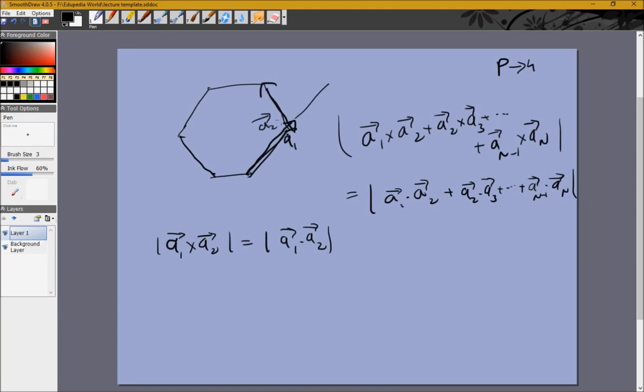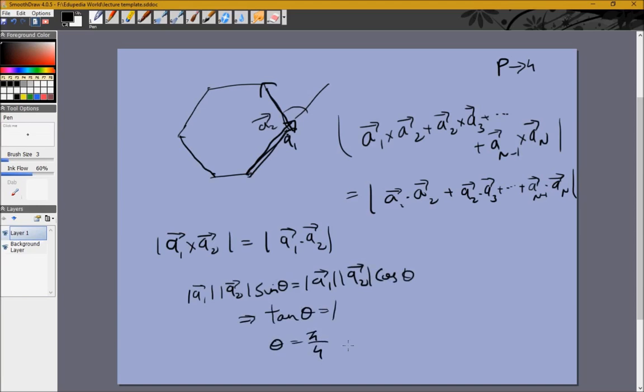Right, this is the angle between them. So mod a1 mod a2 sine theta equals mod a1 mod a2 cos theta, which means tan theta should be 1, which means theta should be pi by 4 for the minimum possible value. Right, if theta is pi by 4, this angle is pi by 4. You know what that means? This angle is 3 pi by 4, which means there are a total of 8 sides.